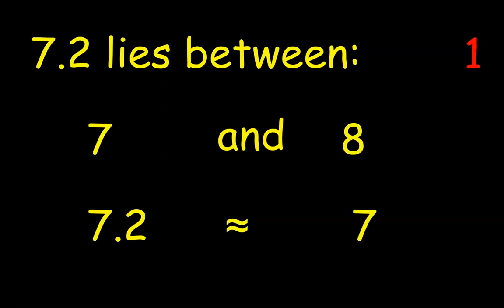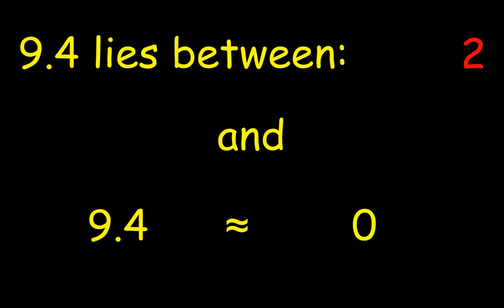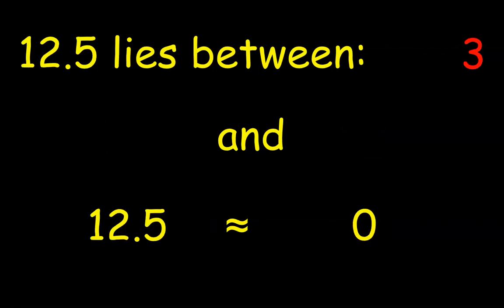7.2 lies between 7 and 8. 7.2 rounded to the nearest whole number is 7. 9.4, pause, continue. It lies between 9 and 10, and 9.4 rounded to the nearest whole number is 9. Pause, continue when you're ready to carry on. 12.5 lies between 12 and 13 on the number line. 12.5 rounded to the nearest whole number is 13. Pause and continue.